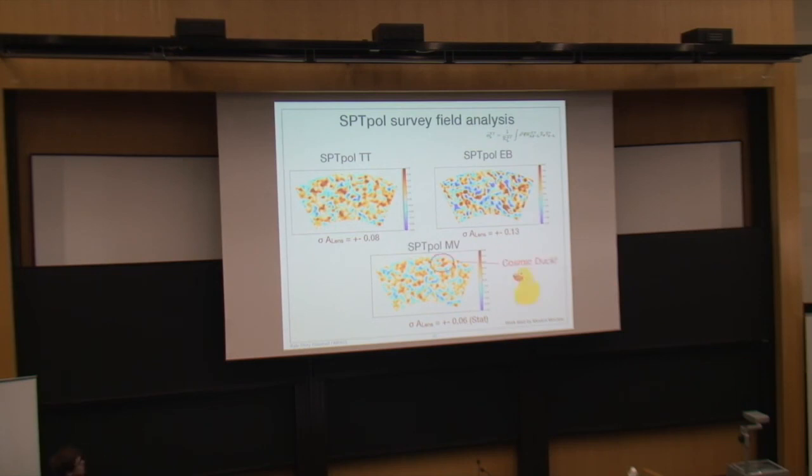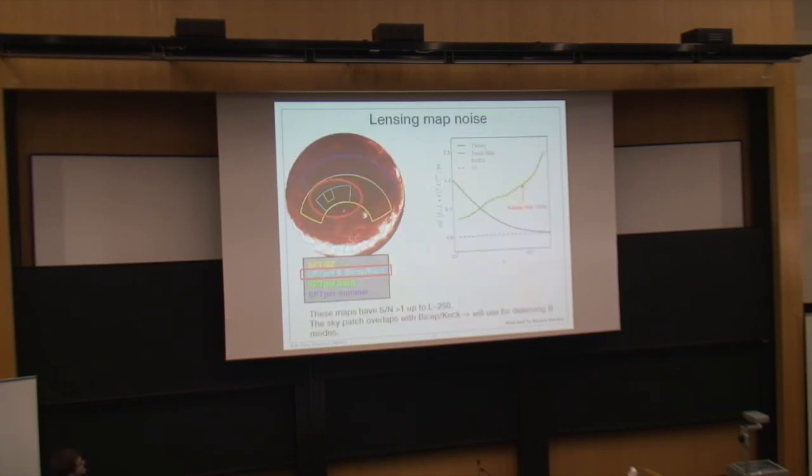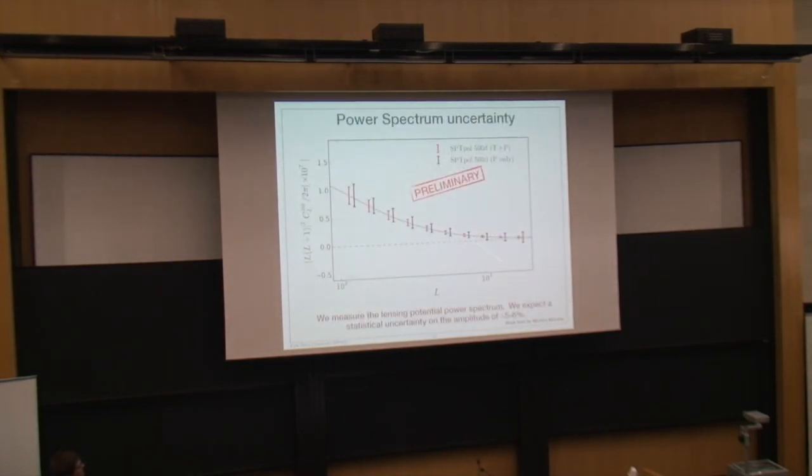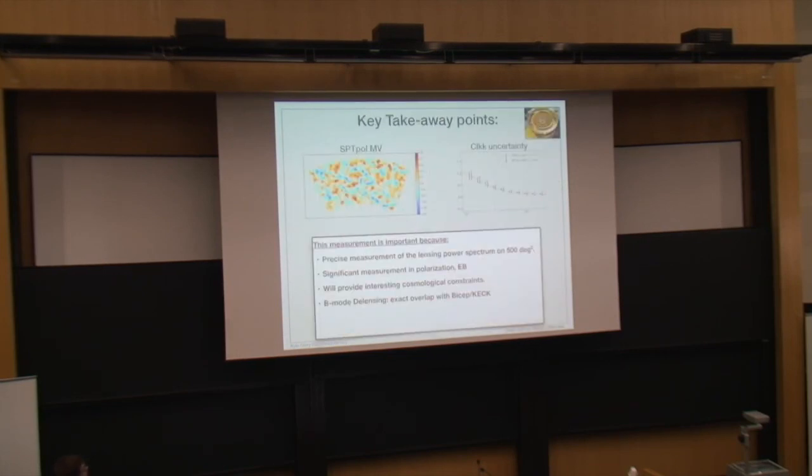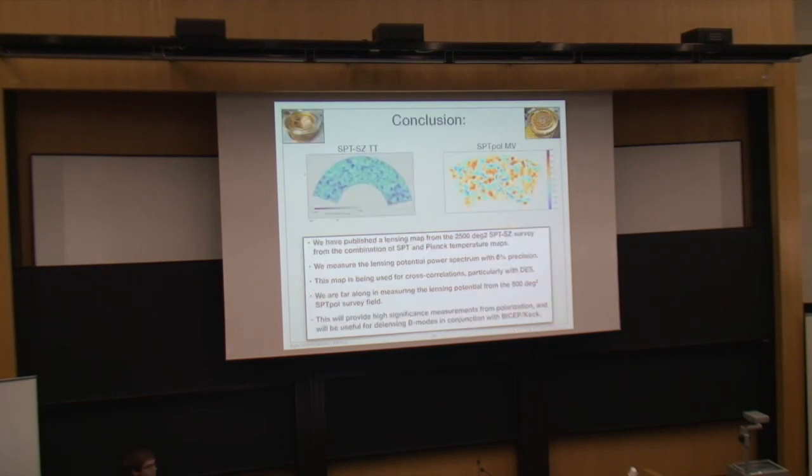So I guess since I'm out of time, we found a cosmic duck, which is fun. And high signal-to-noise maps. This is what those error bars will look like. It'll lead to 5 to 6% precision on this power spectrum, and then comparing to the rest of the field, ACT and Planck around here. Key takeaways from this are: this is another precise measurement. We've significantly measured the polarization in EB. We're also working on cosmological constraints, and this has direct overlap with BICEP, Keck, and more. So with that, I will stop.